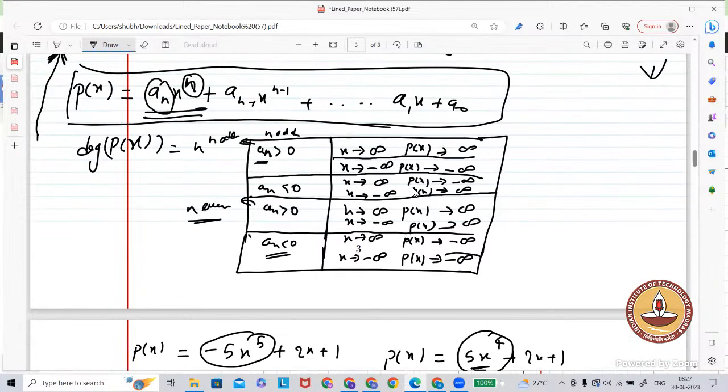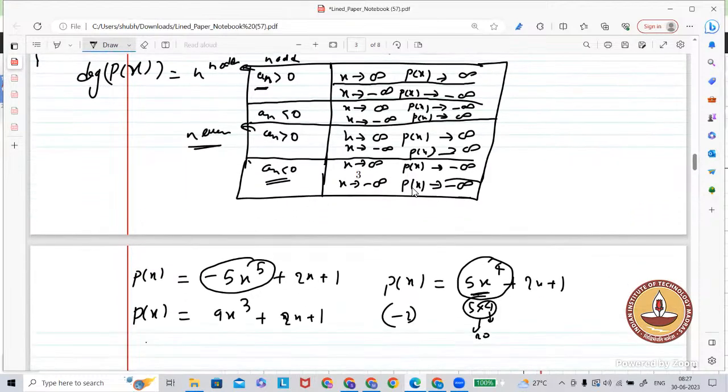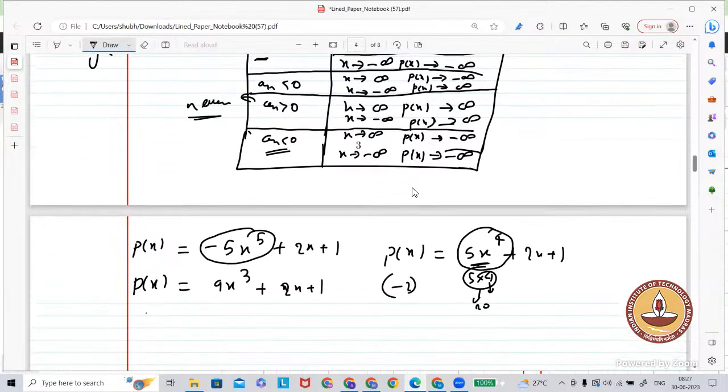So I think these are the rules we have. Will that go downwards? Like when the degree is even and a is less than 0, will the graph go downwards? Yes. Suppose you have the polynomial p(x) equals minus 5x to the power 4 plus 3x to the 3 plus 2x plus 1. Let's see how it will be.